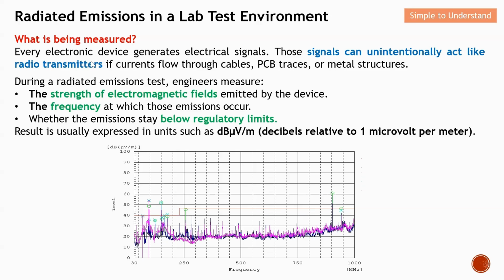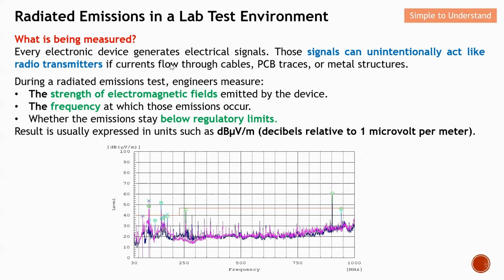What is being measured in a radiated emission test in a lab test environment? Any electronic device, in order to work, definitely needs to generate electrical signals. These signals can unintentionally act like a radio transmitter. Let's say if current flows through cables, they can be like an antenna, and radiation occurs. Again, you can imagine current flowing through PCB traces or through metal structures.